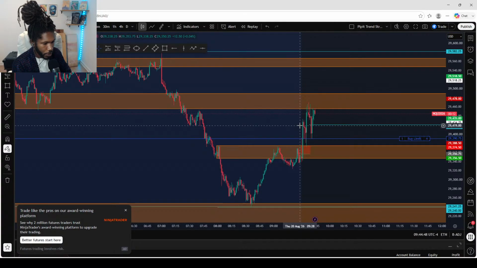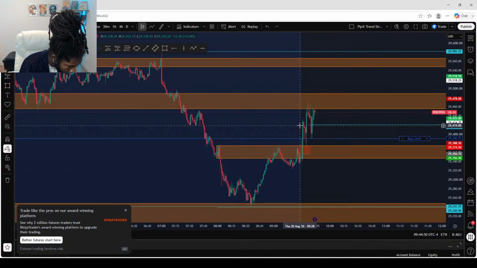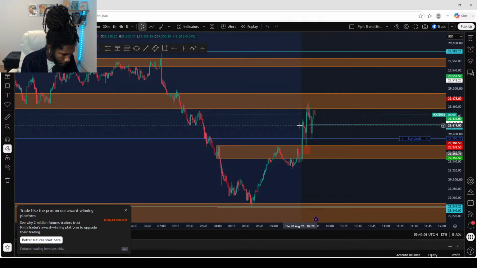Yeah, I'm missing the entry. It's a little choppy right now. I'm trying to get a solid entry. 45394 is the entry. It keeps wicking off, but it's not. There goes the push. There it is, right there.